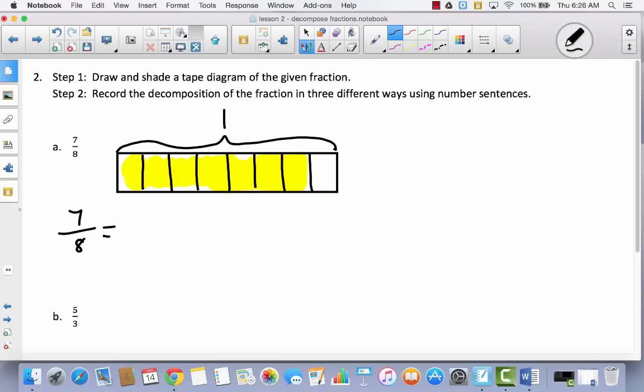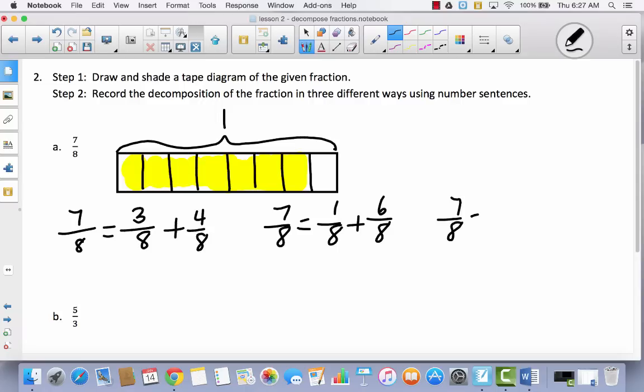I think this time I'm going to say 7/8 equals 3/8 plus 4/8. See if you can come up with 2 more, and they may be different from mine, and that's okay as long as they equal 7/8. Okay, I'm going to do 7/8 equals 1/8 plus 6/8, and then I'm going to do 7/8 equals 2/8 plus 5/8. Okay, all right, so let's take a look at B.